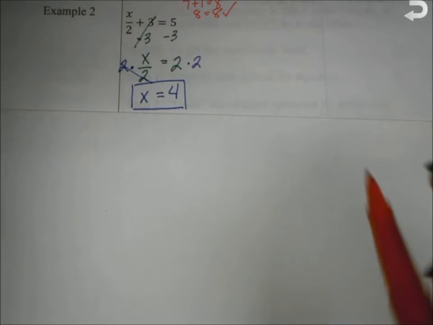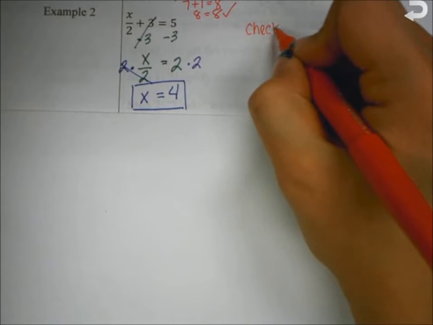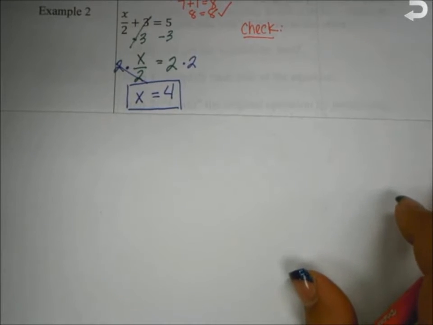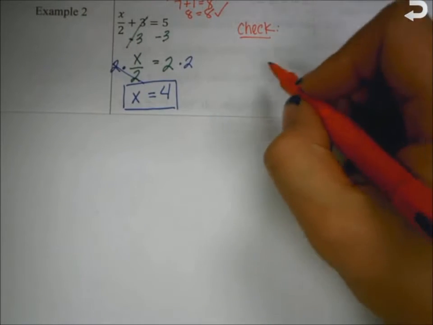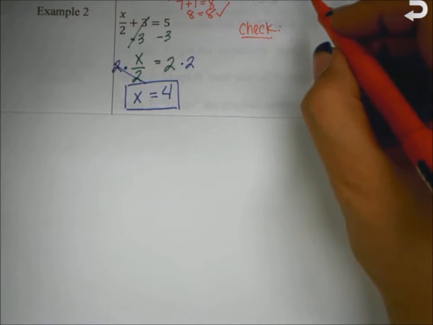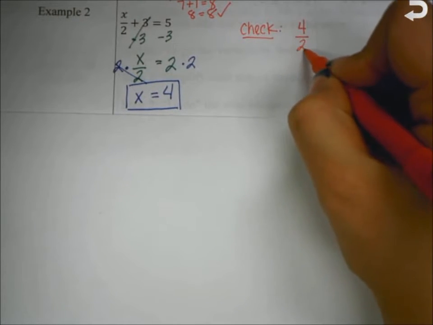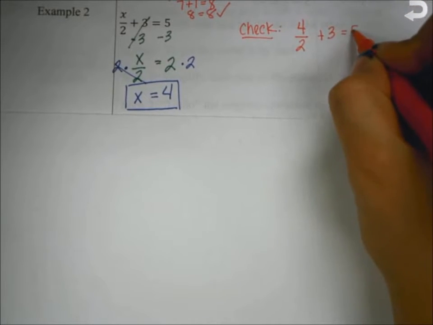Okay, so check. Now I've said this a million times, so I'm going to say it 1,000,001. How do I check my answer? Exactly. We plug it back in. So wherever we see x, we're going to plug in 4. So we get 4 divided by 2 plus 3 equals 5, or that's what we want it to equal.